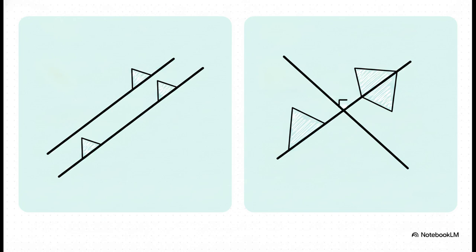Perpendicular lines, on the flip side, intersect at a perfect, crisp 90-degree angle. But for this to happen, their slopes have to be negative reciprocals of each other. So let's say one line has a slope of positive 2/3. A perpendicular line must have a slope of negative 3/2. You just flip the fraction and you flip the sign.